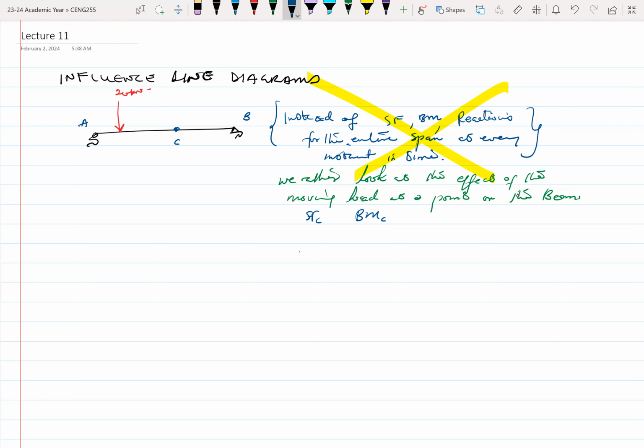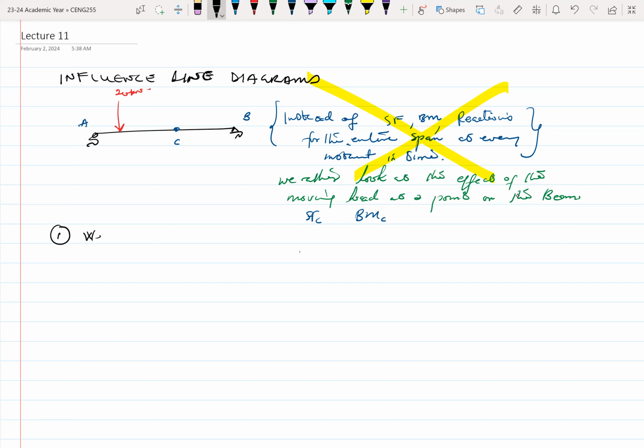And then whatever diagram we are drawing becomes the influence line diagram, all right? So it could be the ILD for bending, ILD for shear, ILD for deflections, ILD for reactions, okay? And that's what we've been doing. So a few things to note.